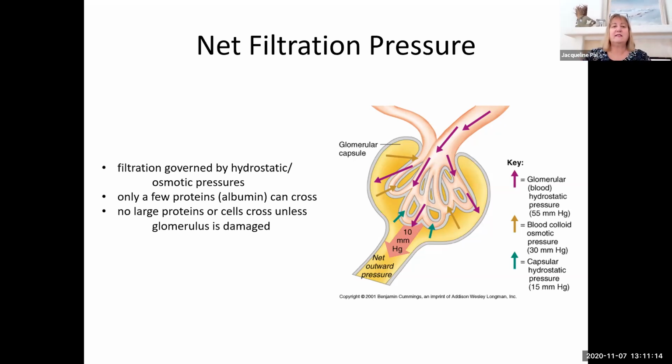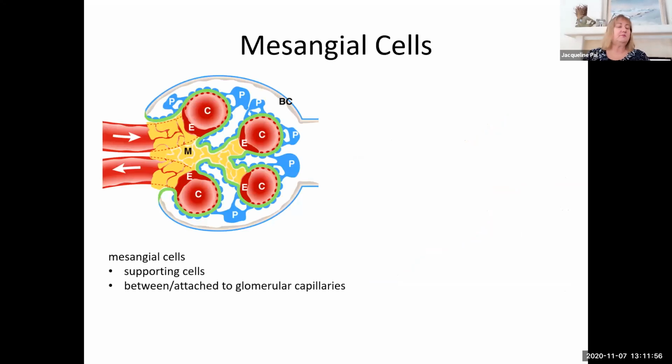However, things are going to exit, but only a few distinct proteins that are small, such as albumin, can cross. If too much protein crossed, then there wouldn't be as much of a blood colloid osmotic pressure pulling things back into the blood vessels. So no large proteins or cells can cross unless that glomerulus is damaged. Hopefully you saw on the previous slides the size of a blood cell in comparison to the size of the fenestrations in the glomerulus.